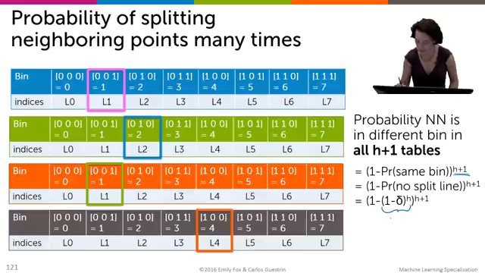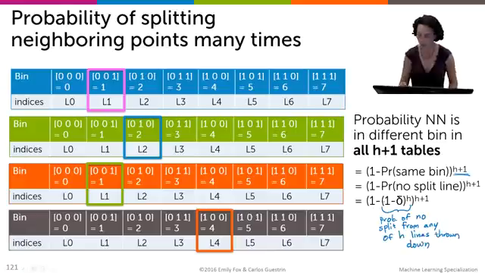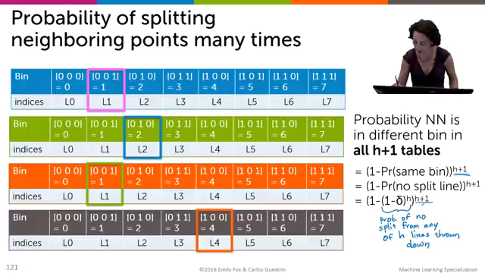Okay, just to be very clear, this is the probability of no split from any of the h different lines that we threw down. So 1 minus that is the probability that they fall into separate bins rather than the same bin, and we need this to hold for all hash tables.